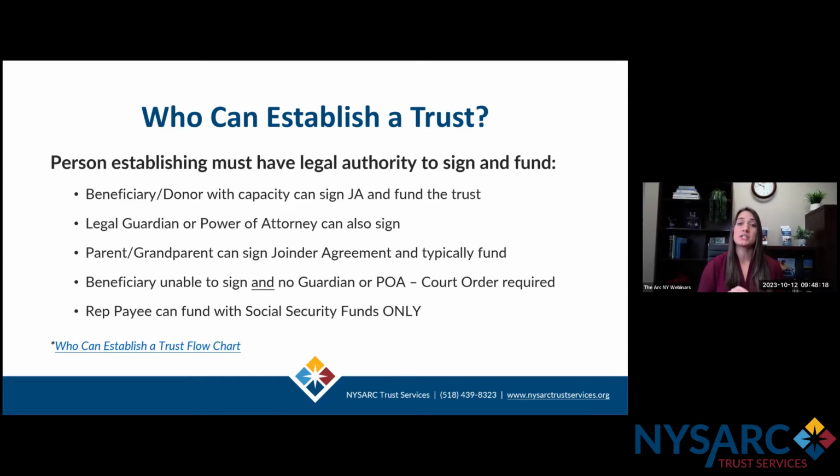If the beneficiary is not able to sign and there is no legal guardian, no power of attorney, no parent or grandparent, then a court order might be required. You may need to petition the court for permission to establish the trust on their behalf. We put together a very detailed flow chart on what options a person has if they're not able to sign on their own behalf. I've put a link to that here and also included that in the webinar materials. If you have questions, please contact our office.